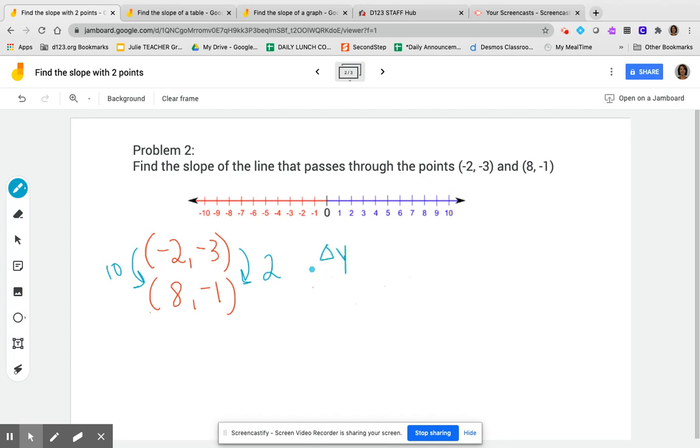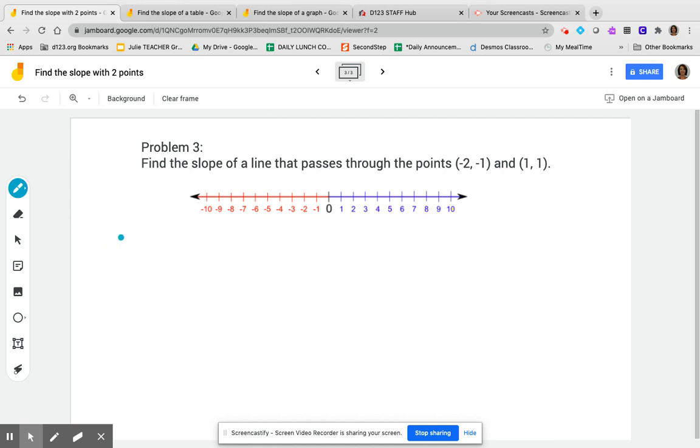Change in y over change in x. My change in y is 2. My change in x is 10. Both are divisible by 2, so I can simplify to 1/5.